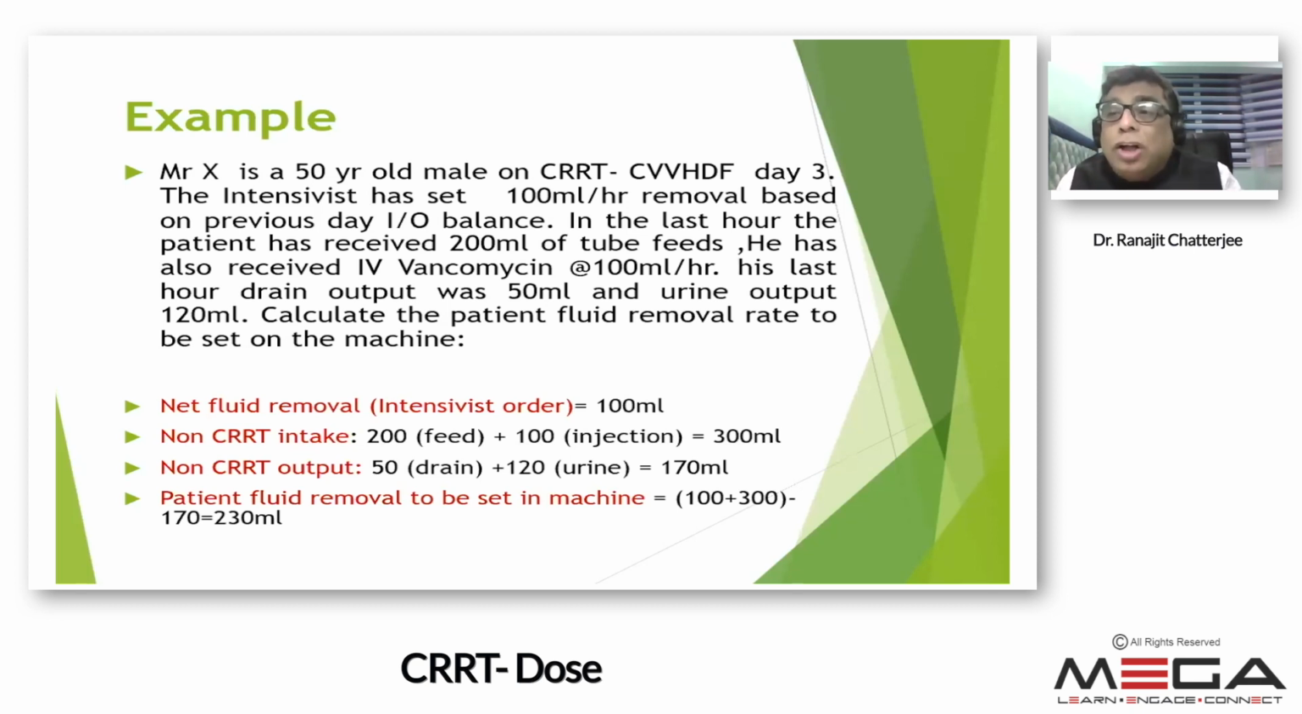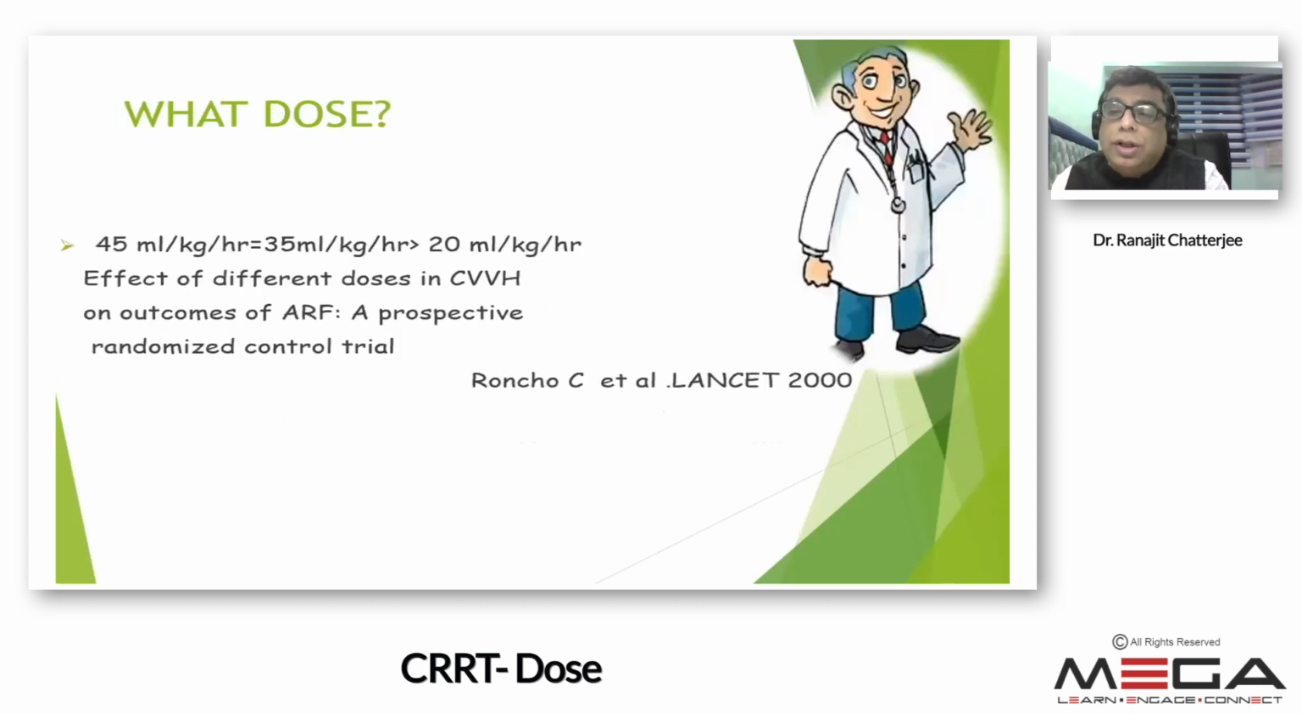So you have to meticulously calculate how much fluid you are giving to the patient and how much is coming out from the patient, and use this formula to set up that amount in the machine to exactly take out the fluid that you want. So see, you have to feed in the machine 230 ml in that hour, so that you can take out 100 ml. So this you have to calculate every hour and put it in that formulation. So this you have to remember.